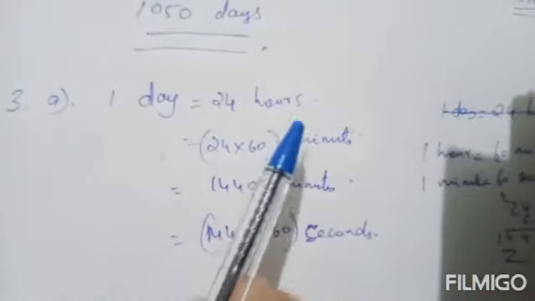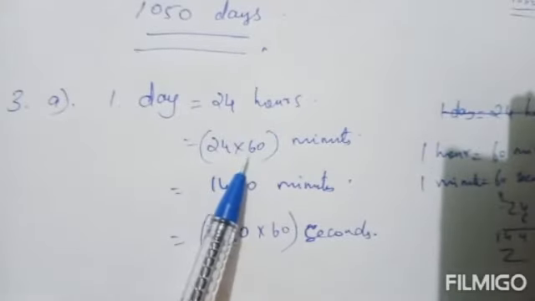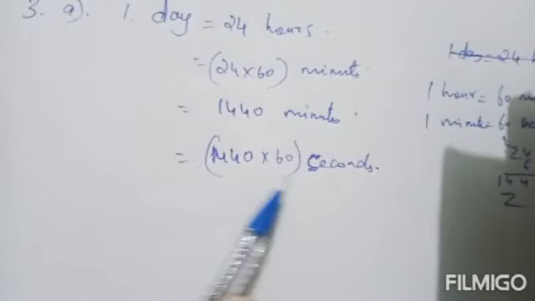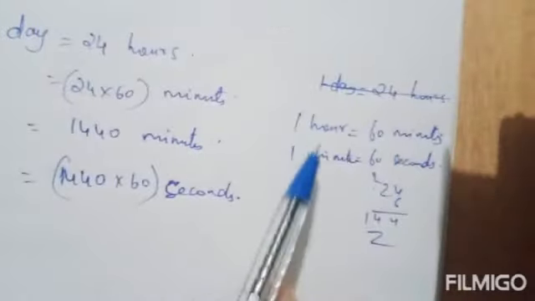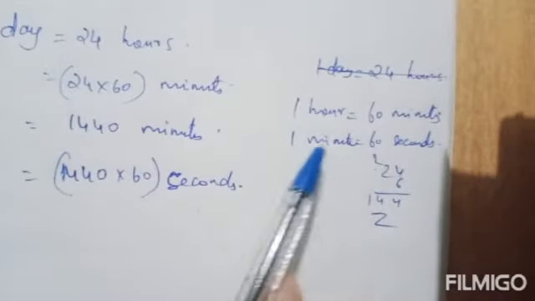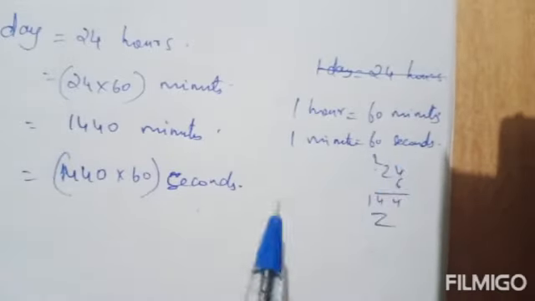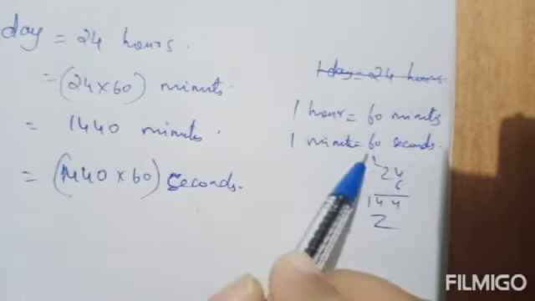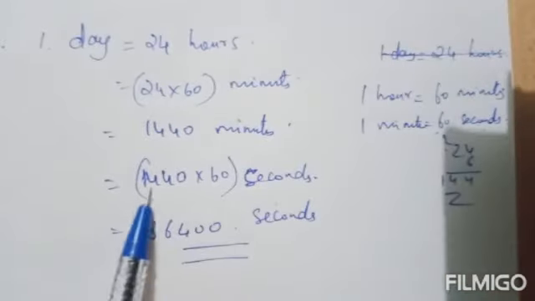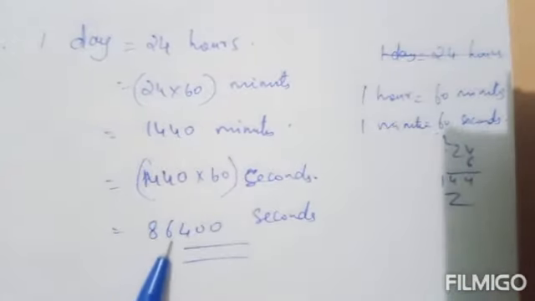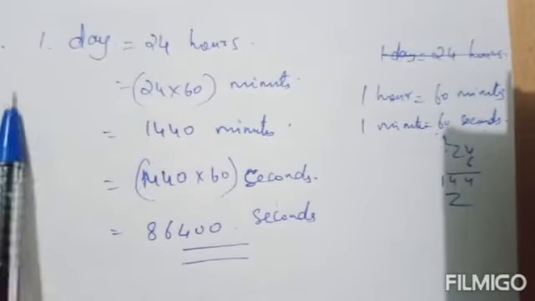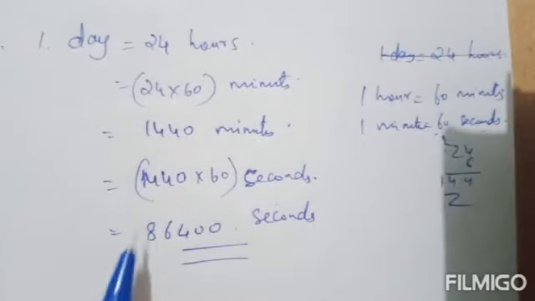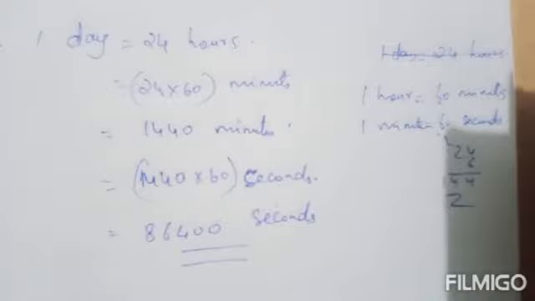In order to convert hours to minutes, we are multiplying by 60. In order to convert minutes to seconds also, we are multiplying by 60. Because of these two relations, 1 hour equals 60 minutes, 1 minute equals 60 seconds. So hours to minutes multiply by 60, minutes to seconds also multiply by 60. So 1440 into 60, you will get 86,400. So in 1 day, 86,400 seconds are there.